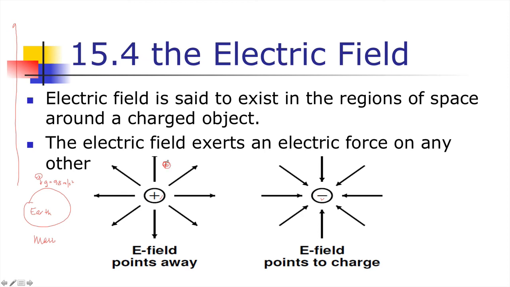Then if you bring a positive test charge close to a positive charge, what will happen? It's going to push it away because like charges repel each other. So because of that outward repulsion that the test charge experiences, the electric field of a positive charge is outward, or points away from that charge.